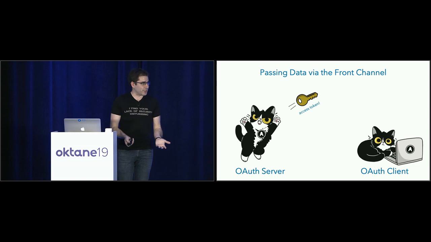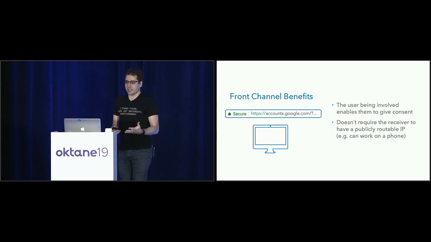So why do we use the front channel? It turns out there are some benefits still, and one of the benefits is that it forces the user to be involved in the process so that you can ensure that the user did in fact give permission for this to happen. And secondly, it means that the thing receiving data doesn't need to have an IP address on the internet. It just needs to be some code running on a device. So that lets it work on a phone or lets it work in a browser-based app where there is no public IP address for that application.